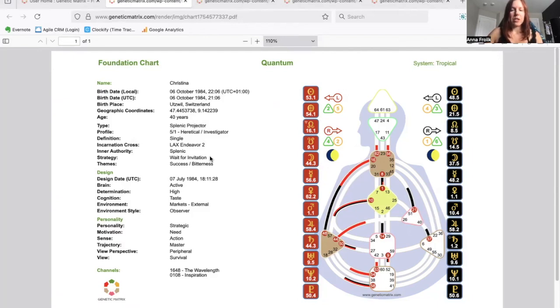Projectors are often guides, and they're really here to guide the energy for others. Projectors have a very unique way of seeing things, often seeing things that other people can't see in the same way, or can't see in as much detail or with as much clarity. So you're really here to help bring that insight for others.